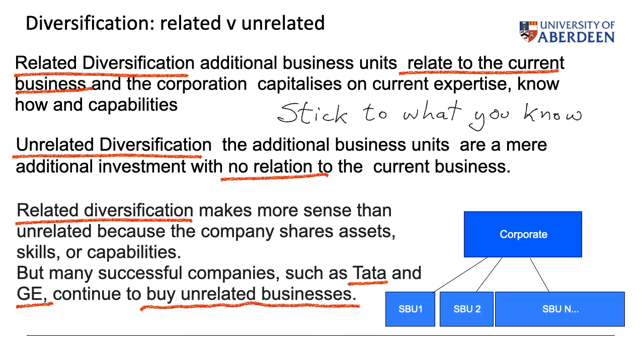Now, unrelated diversification is the opposite, is the additional business that doesn't relate to the current business or businesses we have. Related diversification makes more sense because you're supposed to leverage the capabilities that you already have. But there are many companies that are not necessarily investment companies that do unrelated diversification. Typical examples of this are GE and Tata.